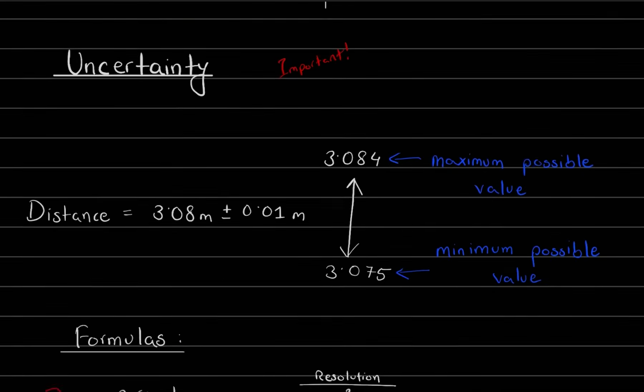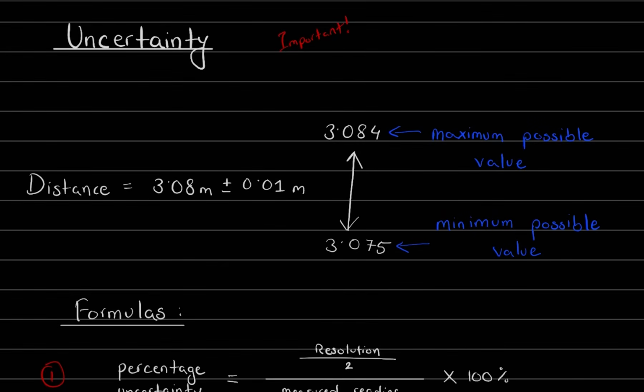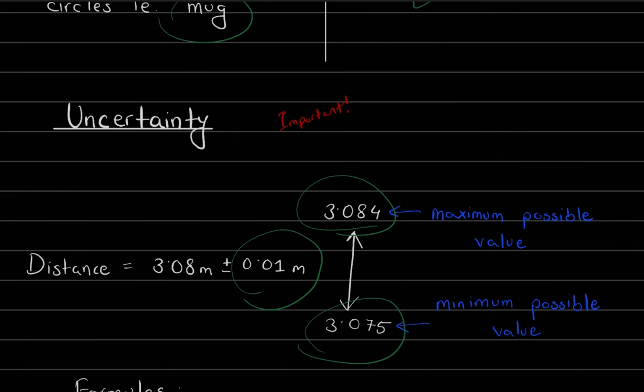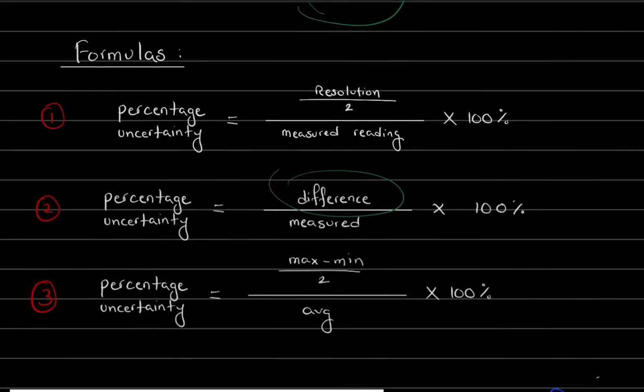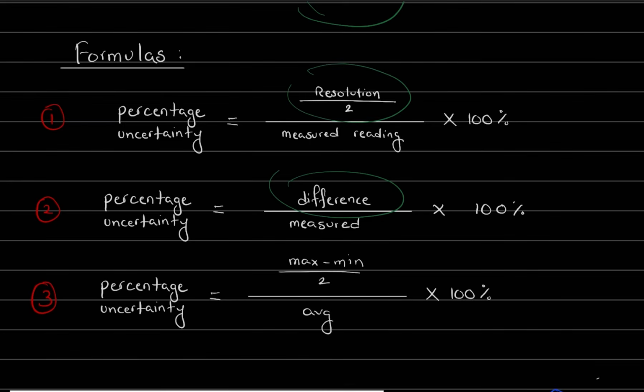Moving on, our next topic is uncertainty, and this is one of the most important topics. You see, if something is given like plus minus 0.01, it can have a range of values. For example, it can have a maximum value of 3.084 and 3.075. This is why we calculate uncertainty. Uncertainty usually has three main formulas. One has the resolution built into this, one has the difference, and another has the average formula. Let's look at some examples so that we can be sure.